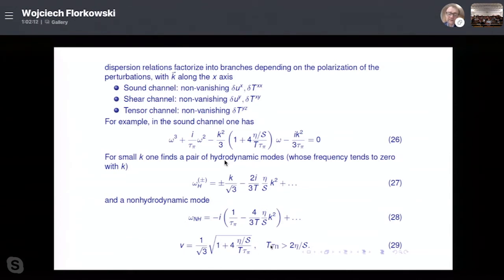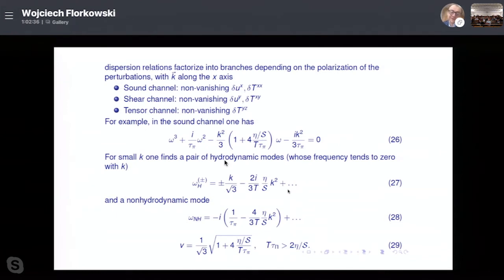On the other hand, if we make it causal, then we also introduce non-hydrodynamic modes here, which actually disappear, because they are exponentially damped. So they will disappear, and what is left is hydrodynamic modes. Hydrodynamic modes actually can be described by the Navier-Stokes theory.